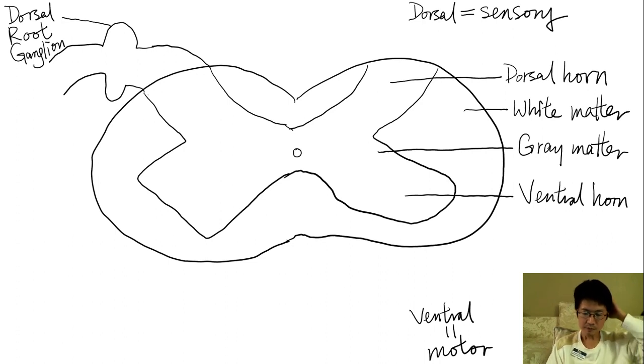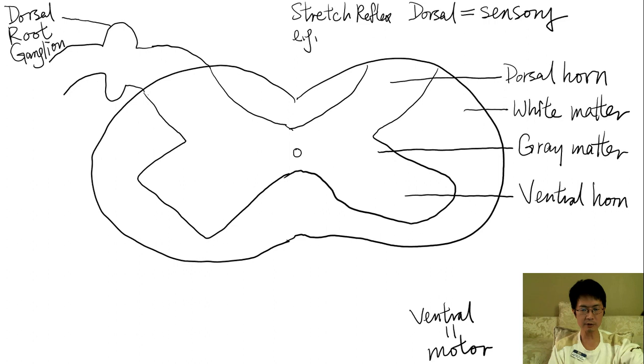All right, now let's take a look at the circuitry. We are talking about the stretch reflex. Okay, do I have enough space? I don't have enough space. Okay, this is what we call the stretch reflex. The most famous example of stretch reflex, which almost everyone knows, is the knee jerk.